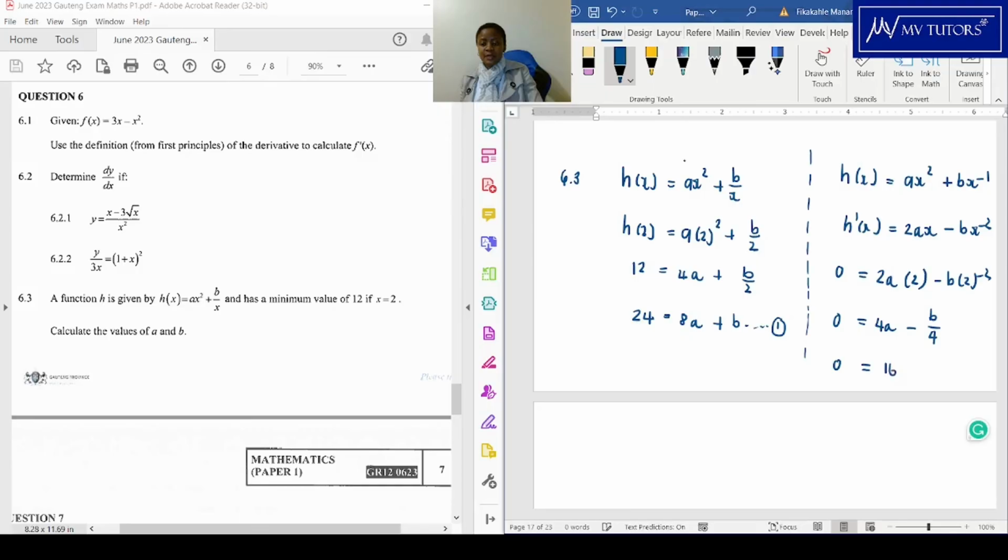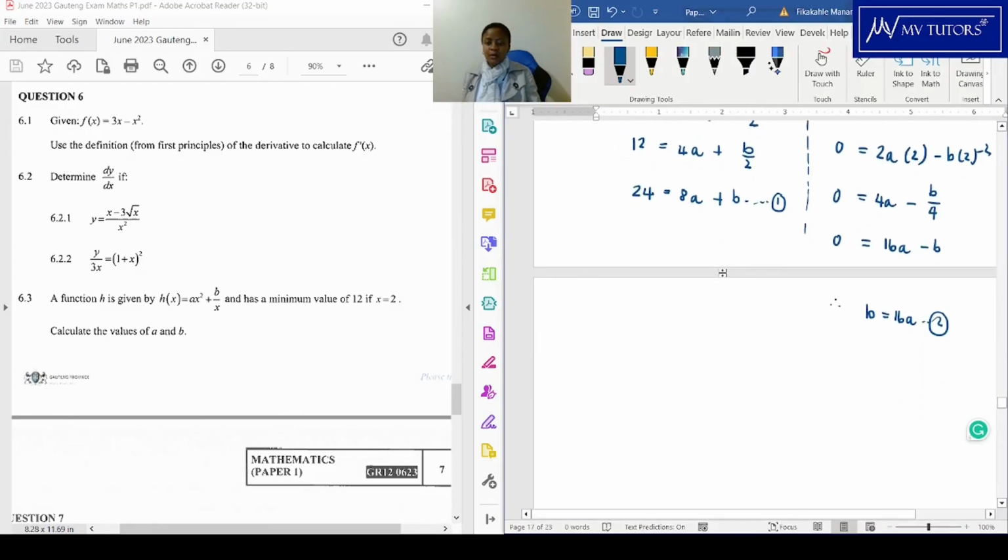And we're going to get 16a minus b. So we can say b is equal to 16a. And that's our second equation. So what I'm going to do now is take the second equation and substitute it into the first equation.